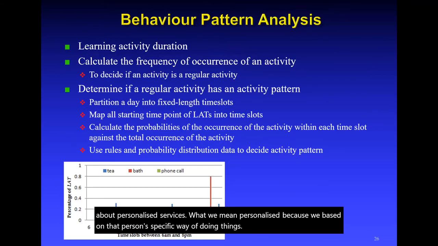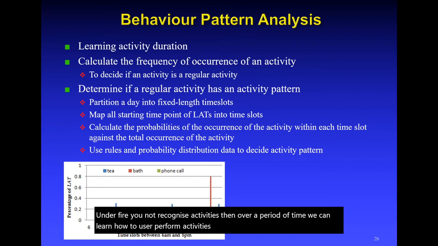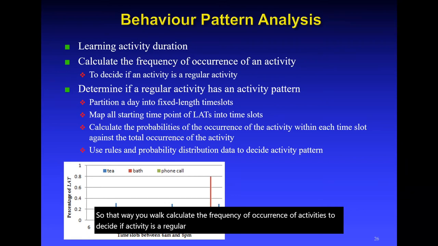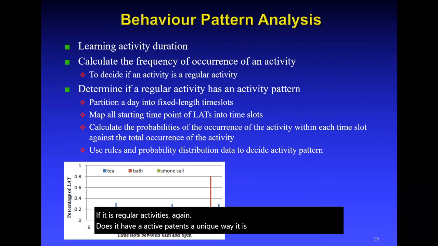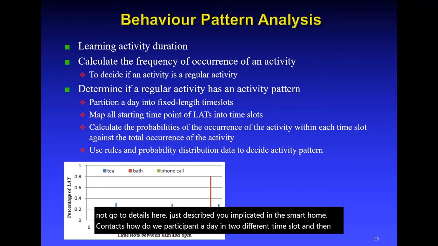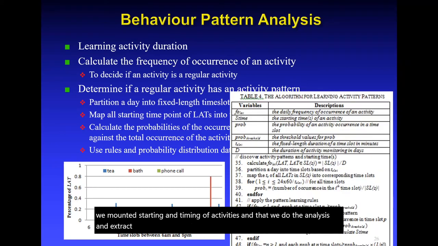So after the two, once we can recognize activities, then over a period of time we can learn how the user performs an activity. That will involve calculating the frequency of occurrence of activities to decide if an activity is a regular activity. And then if it is a regular activity, does it have activity patterns, a unique way in which it is performed? I'm not going into details here, just describing in a smart home context how we partition a day into different time slots, and then we monitor the starting and timing of activities, and then we do the analysis and extract the patterns. So roughly that's the third phase.